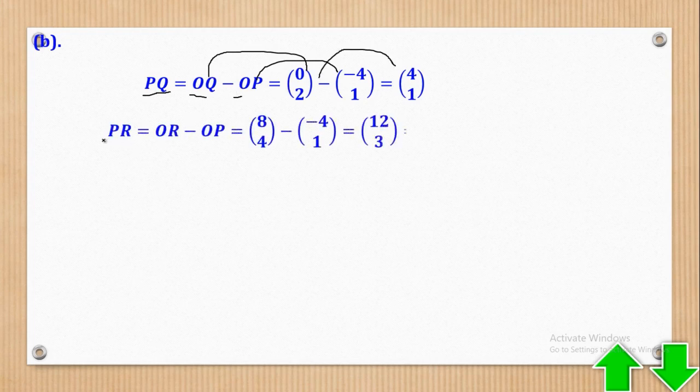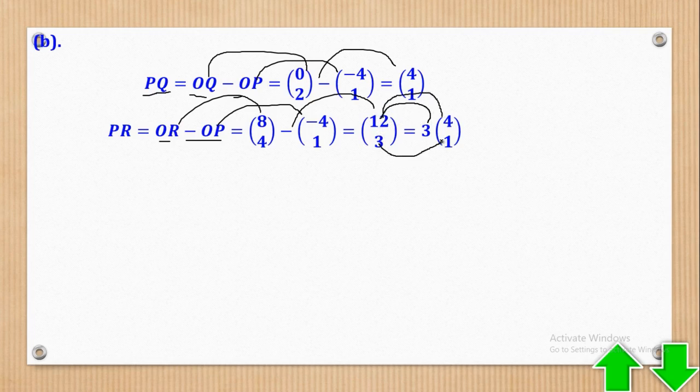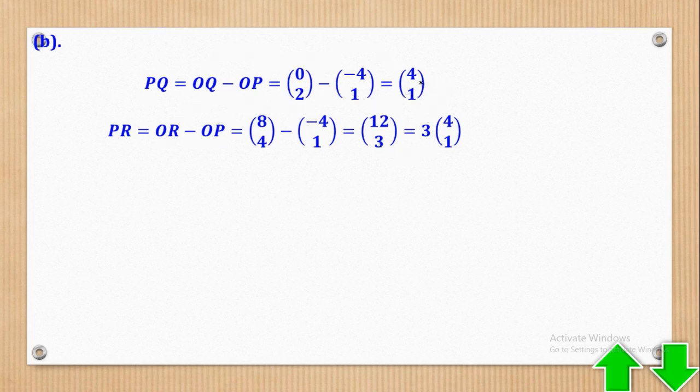Then PR is equal to OR minus OP. So OR is this, OP is that. So when I subtract, I'll come up with that. And when you realize these two values have something common, they have 3 as a common factor. So when I pull 3 outside, this 12 divided by 3 is 4, which is there, and this 3 divided by 3 is 1, which is there. And after that, you will realize that this one is the same as this. So what does that mean? It means that PR is equal to 3PQ.